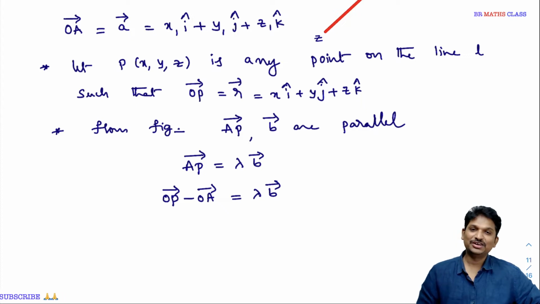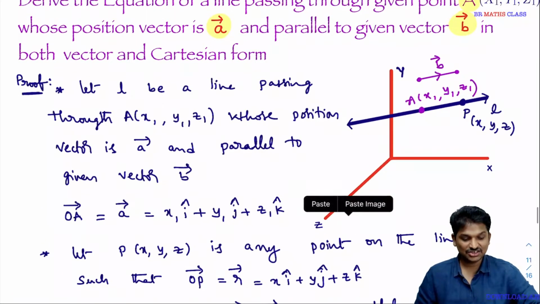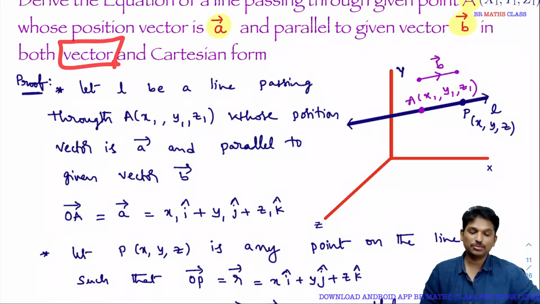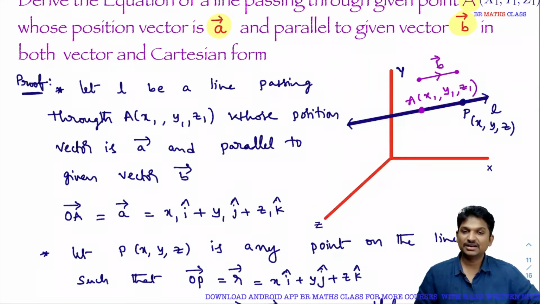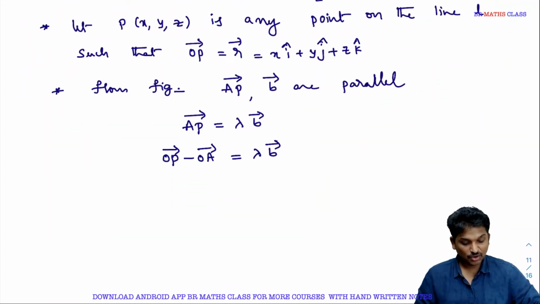What are we trying to find? We are trying to find the equation of a line in both vector form as well as Cartesian form. First we are trying for the vector form. What is the vector form of a line passing through point A and parallel to the vector B bar? We almost got it. From this, what is OP bar? OP bar is R bar.